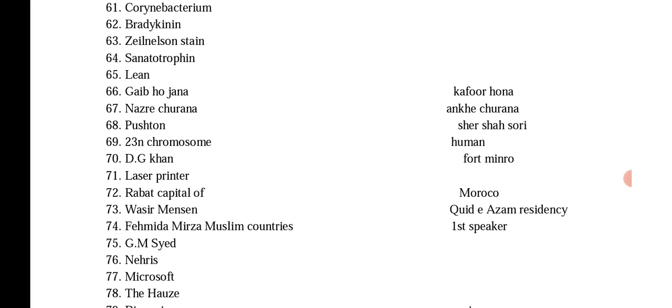Humans have 23 chromosomes as N, and if it is 2N, then it is 46. Fort Monroe is in Dera Ghazi Khan. Dera Ghazi Khan of South Punjab has Fort Monroe.